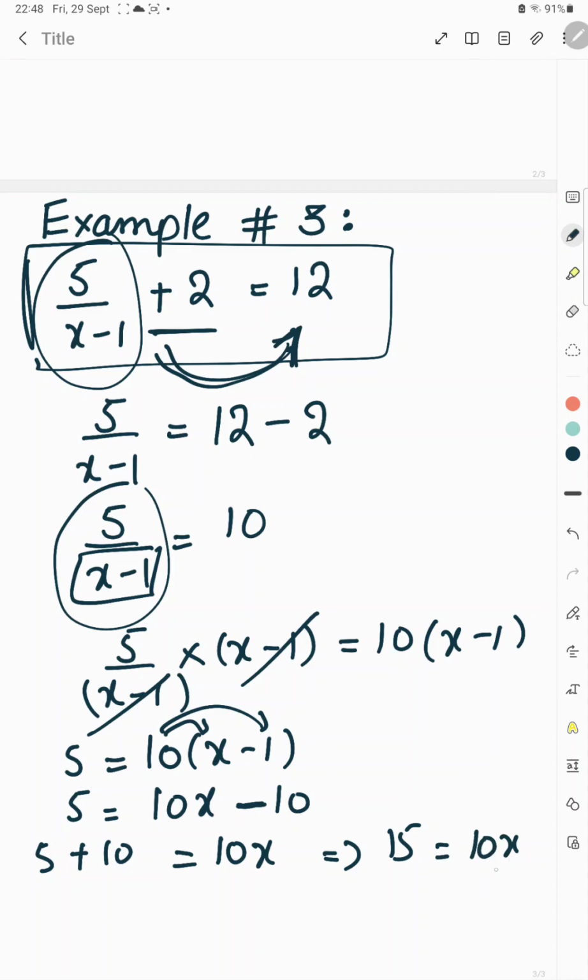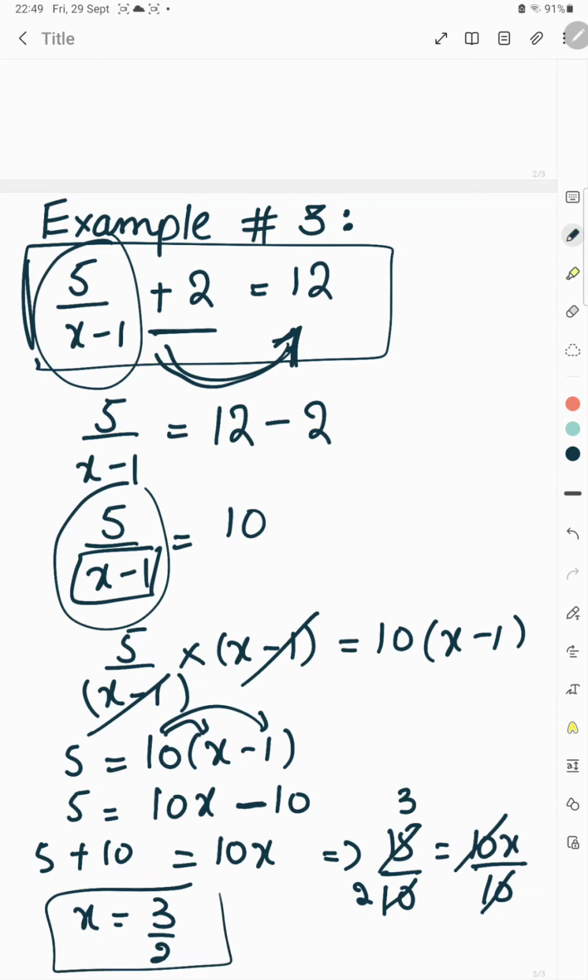Now as we need the value of x, what we will do here is eliminate 10. So we have to divide both sides of the equation by 10, and 10 and 10 will cancel each other, and we get 5 3s are 15 and 5 2s are 10. 3 by 2, which is our final answer.